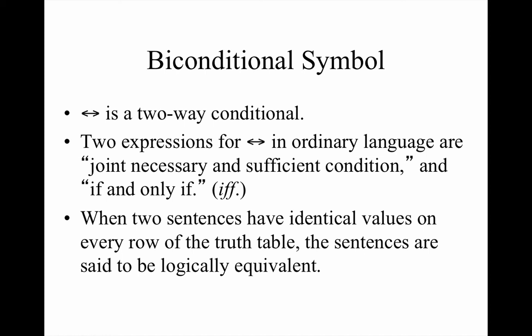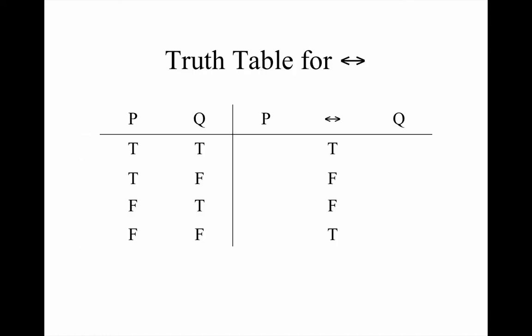So we use the expression if and only if. Again, more on this later, but for right now, let's look at the truth table, and we'll see that the biconditional expresses truth functional equivalence. Notice that when P and Q have identical values, the biconditional is true. When you have two different values for respectively P and Q, the biconditional is false. That's because the biconditional says if and only if.